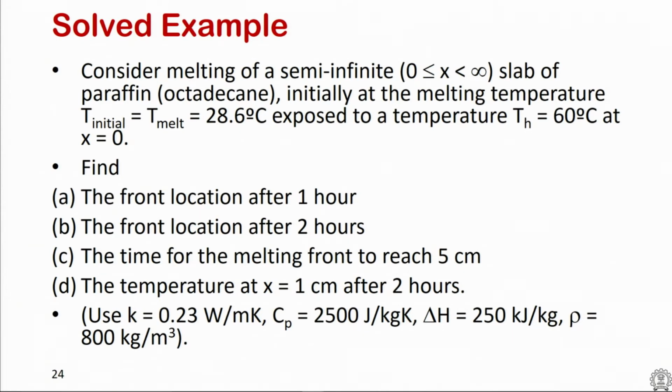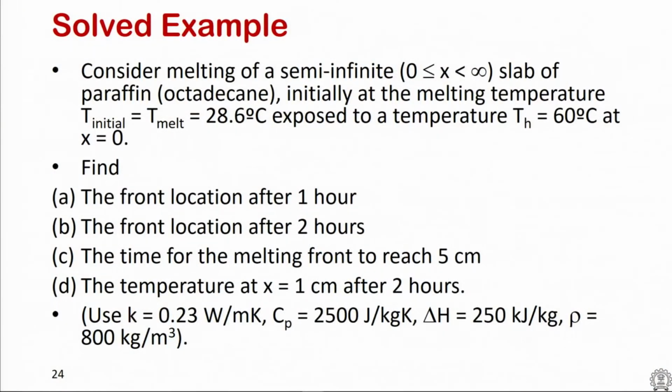The semi-infinite slab assumption is valid as long as the heat does not move from the location at x equal to 0 to some location at infinity, even though infinity here just means a much thicker slab. So, we will understand the characteristics of melting. The boundary condition at x equal to 0 is a hot temperature that is maintained at 60 degrees Celsius. The initial temperature is the same as the melting point, about 28.6 degrees Celsius.